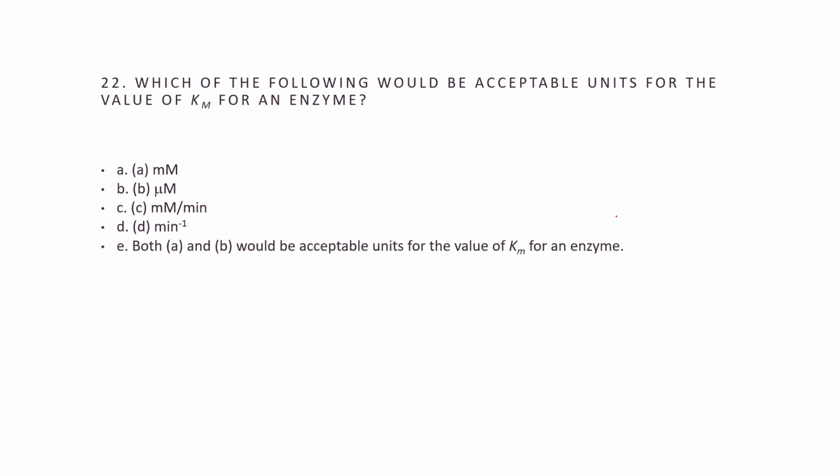Okay, which of the following would be acceptable units for the value of Km for an enzyme? B? E. So Km is what? Yeah, so it's the amount of substrate needed to reach 1/2 Vmax. Does this depend on enzyme concentration? It is a 50-50 chance. No, it does not.